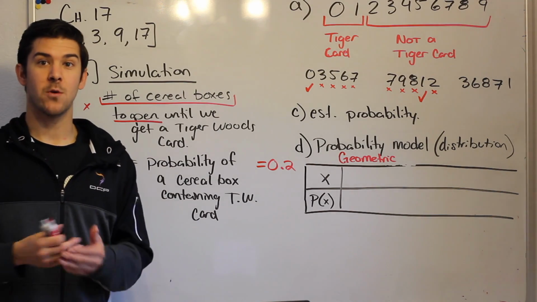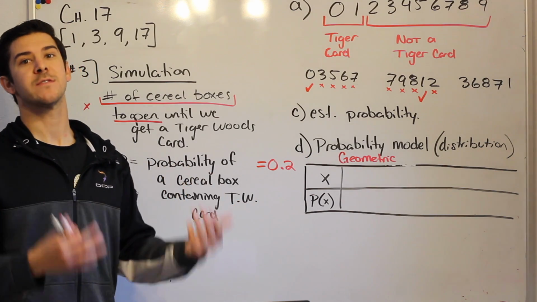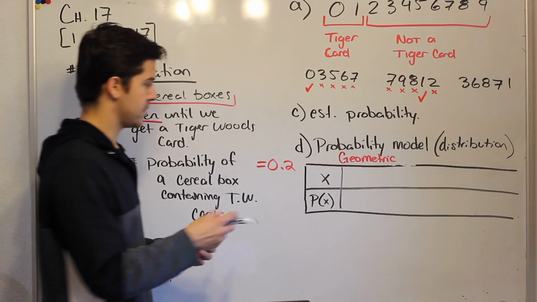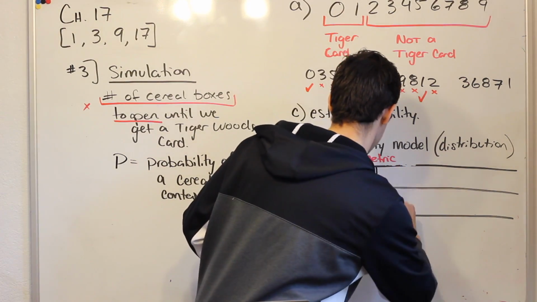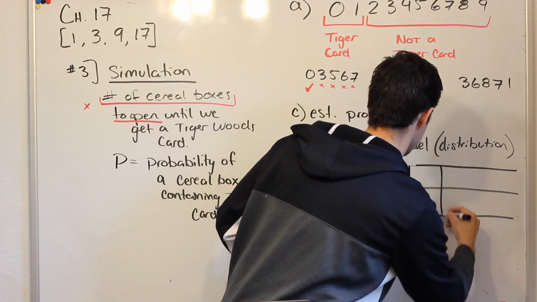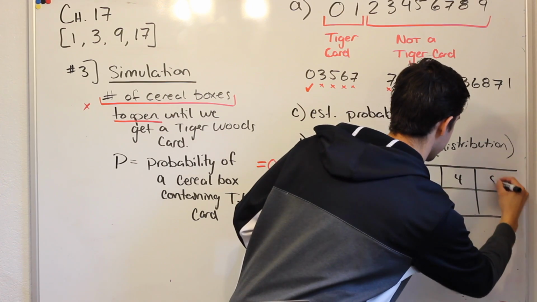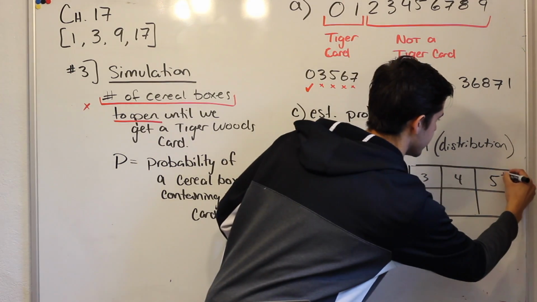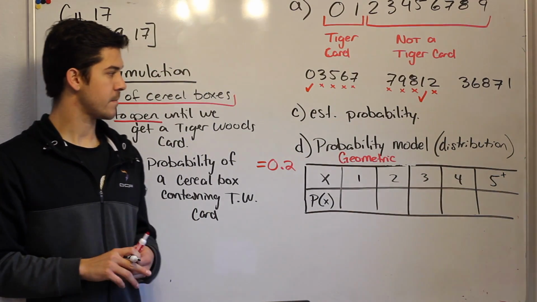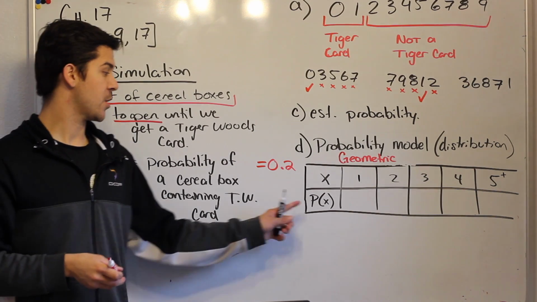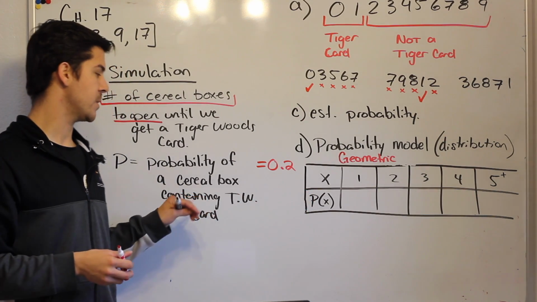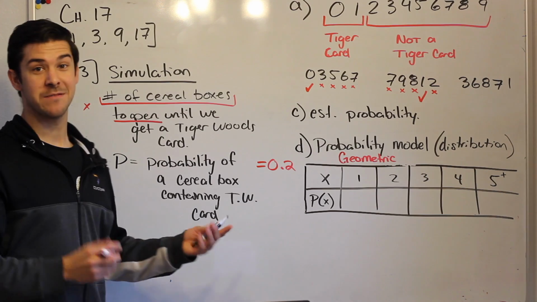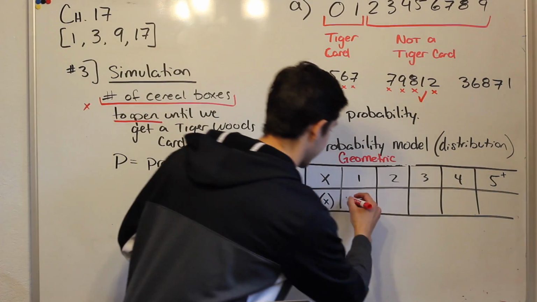Because a geometric model can go on forever, theoretically we can open hundreds of cereal boxes. It'd be nice for us to stop after a certain time. In this case, we'll go up to 5. 1 box, 2 boxes, 3 boxes, 4 boxes, 5 boxes. I'm going to say 5 plus boxes. In order to fill out this table, we need to determine what's the likeliness of us pulling a Tiger Woods card out of 1 box. As the problem originally stated, it's actually 20%. There's a 20% chance that that box actually has it.